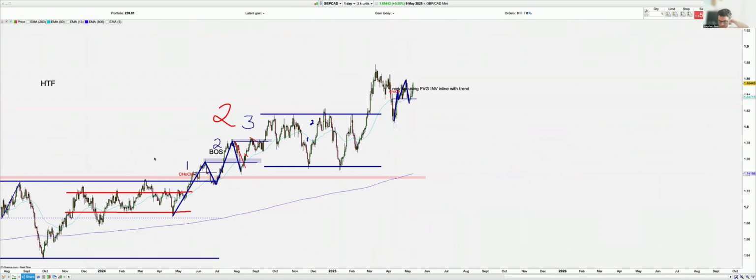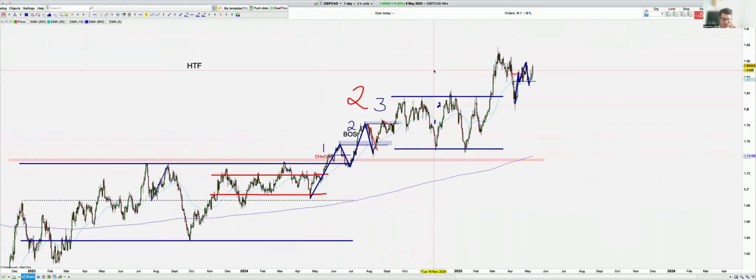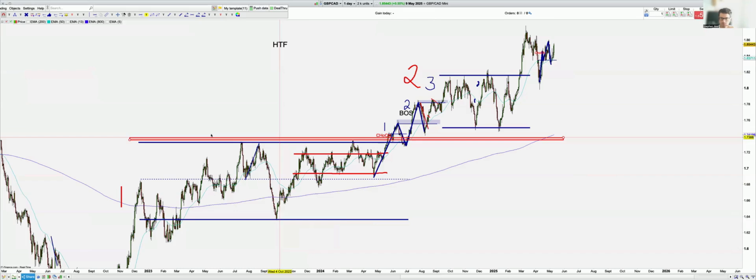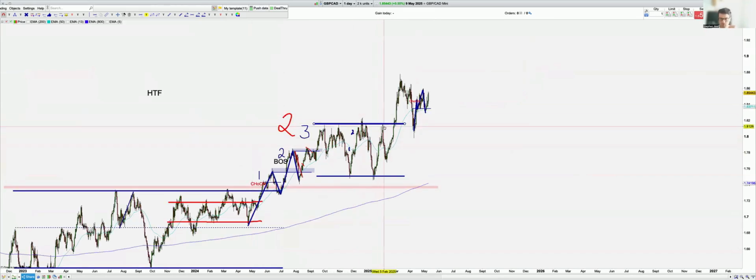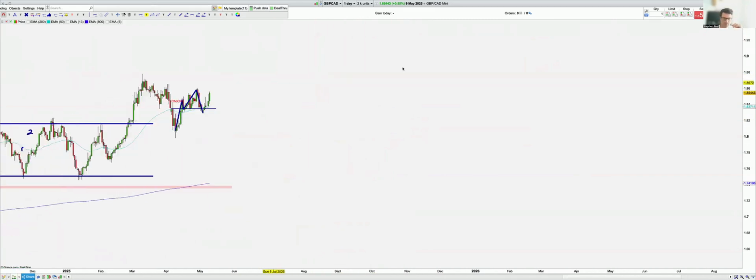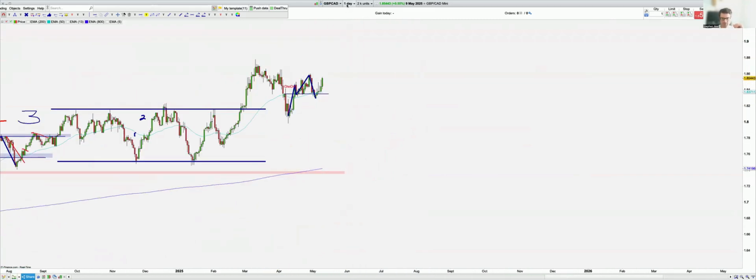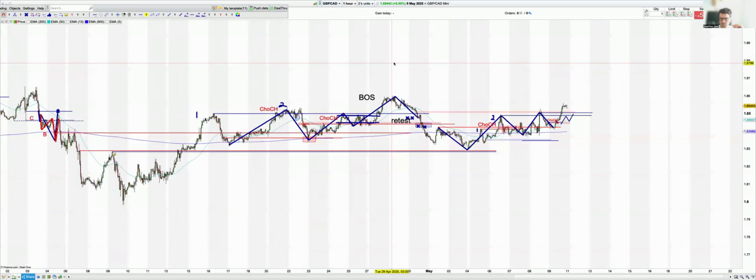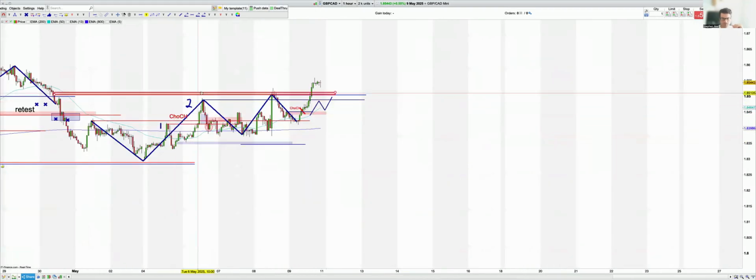GBP CAD, we sent this guy. This is level 1, level 2, 1, 2, anticipating the third. We're in this already. Sent it. It's 50 pips. I had to use a 100 pip stop loss on it. But if we see what we're looking at here, you can see the 1, the 2, and the 3. But for me, you've got the change, break, potential retest coming in.